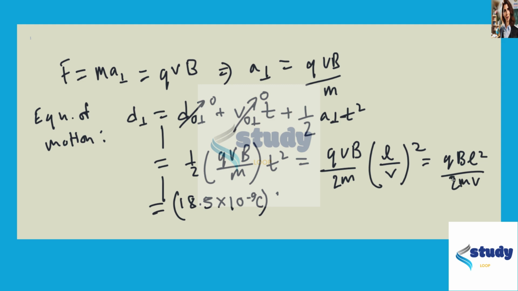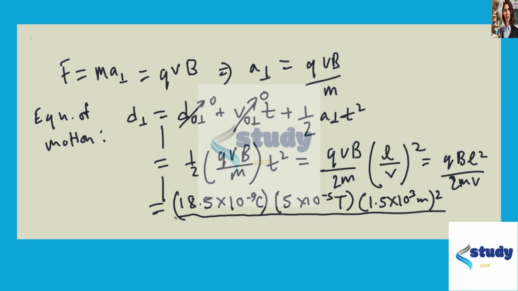Right. So magnetic field strength B is 5 times 10 to the negative 5 Tesla. And L is 1.5 times 10 to the 3 meters, 1,500 meters. You square that, and this will be over 2 times m, the mass, which is 3.4 times 10 to the negative 3 kilograms, times velocity, which is 155 meters per second.